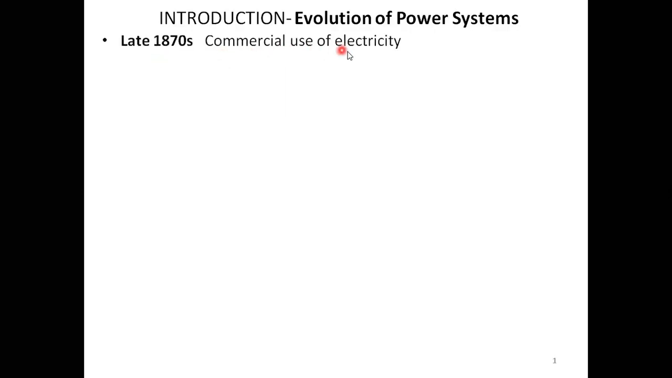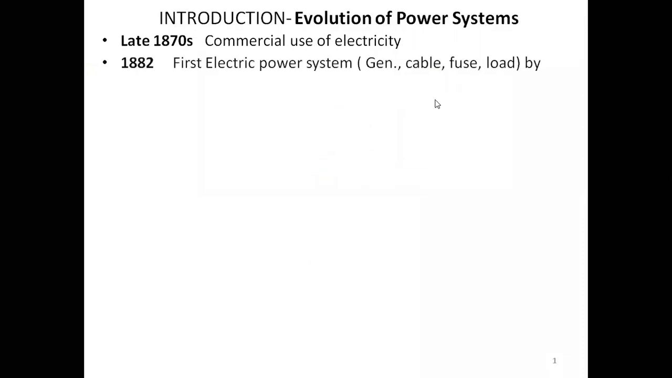The commercial use of electricity started in the late 1870s. That was the starting stage of the use of electricity, and later the first electric power system was established in 1882. It was commissioned and established in the year 1882.